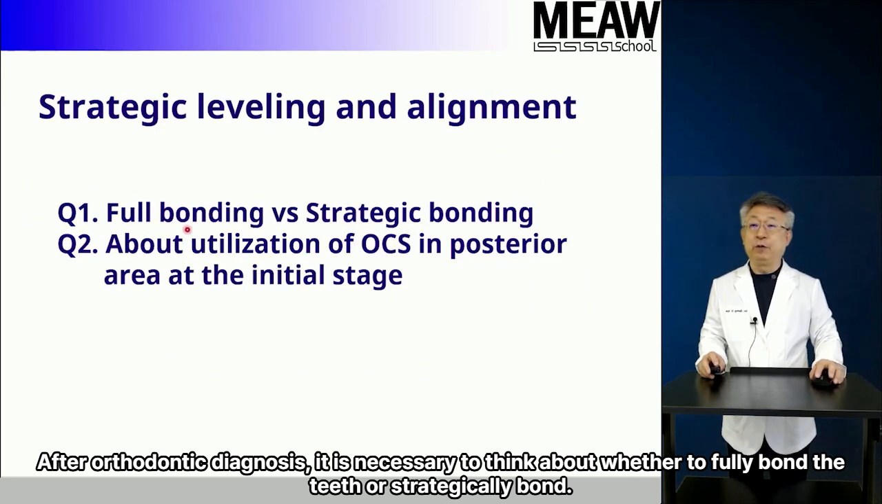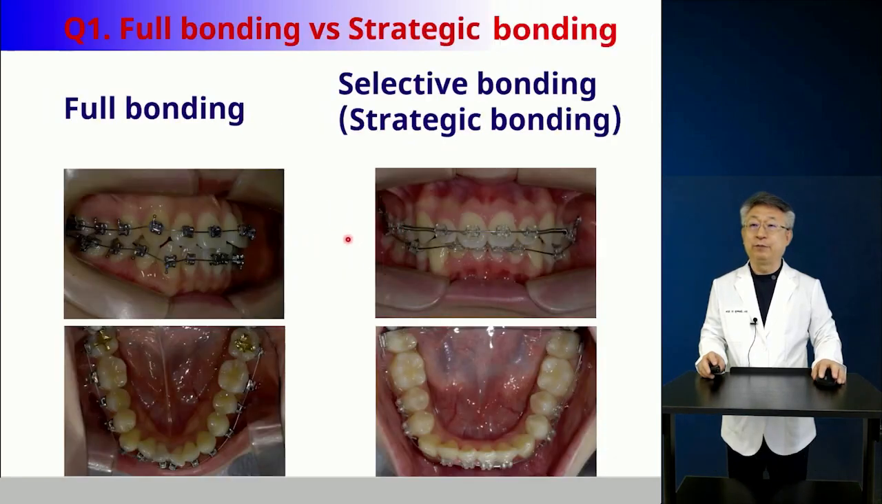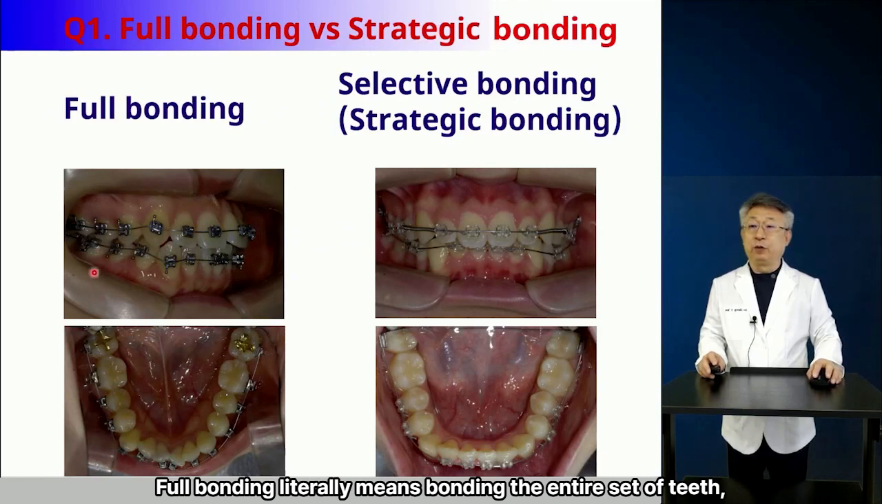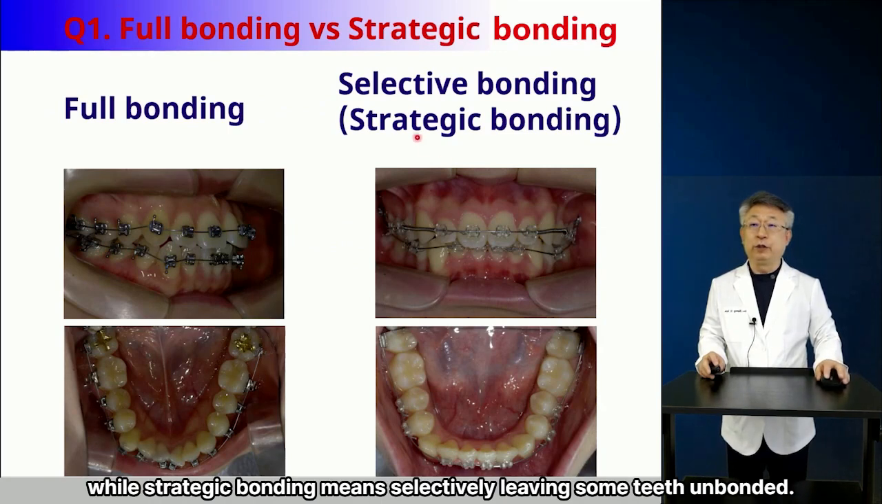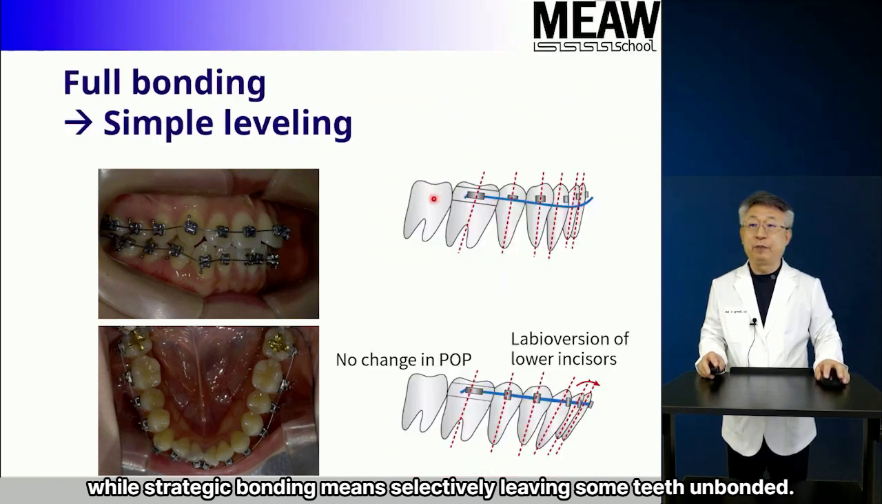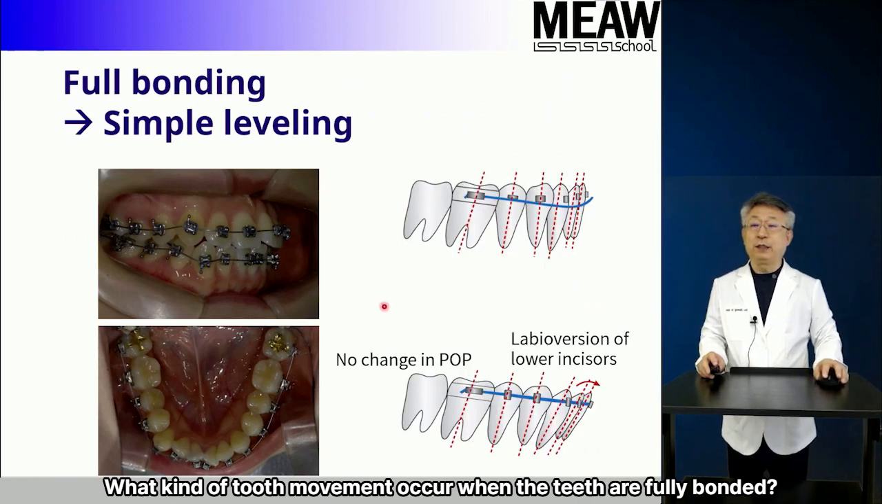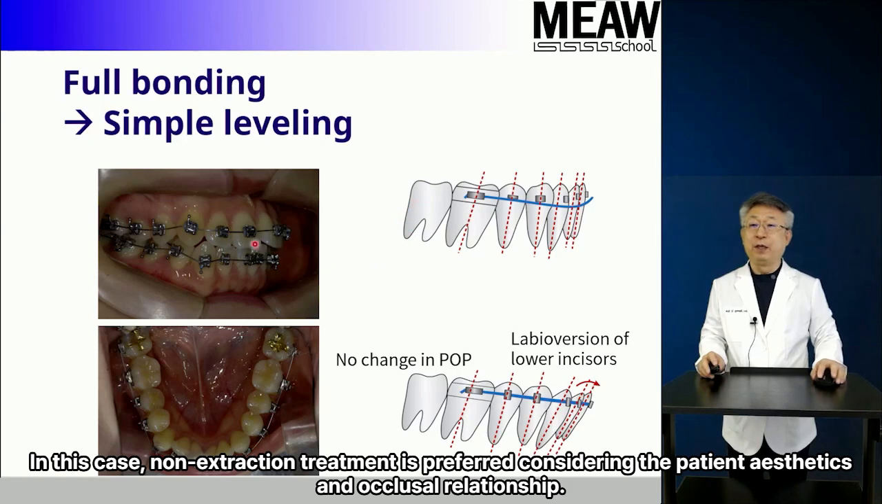After orthodontic diagnosis, it is necessary to think about whether to fully bond the teeth or strategically bond. Full bonding literally means bonding the entire set of teeth, while strategic bonding means selectively leaving some teeth unbonded. What kind of tooth movement occurs when the teeth are fully bonded? In this case, non-extraction treatment is preferred considering the patient aesthetics and occlusal relationship.